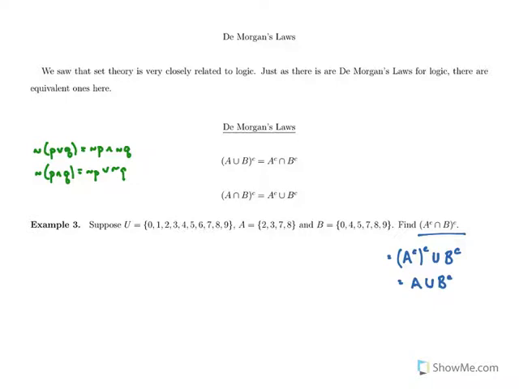So in order to do that, we need to find B complement. So let's do that. That's going to be everything not in B. So that's going to be 1, 2, 3, and 6. We have A is 2, 3, 7, 8, and we're taking the union. So it's going to be in either one of those. So that will be 1, 2, 3, 6, 7, 8.